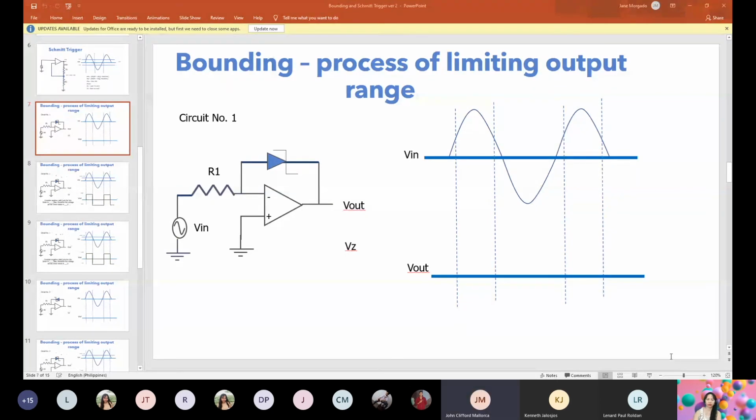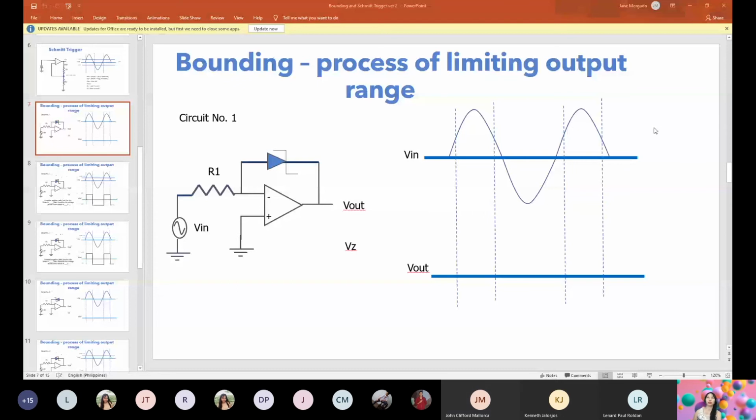0.7 po. Okay, so we have 0.7. Whereas if it is connected in reverse bias, the voltage across the Zener diode is equal to VZ, the Zener voltage.